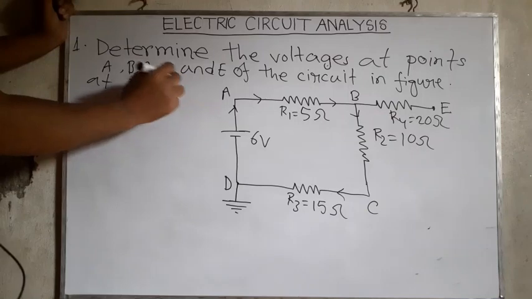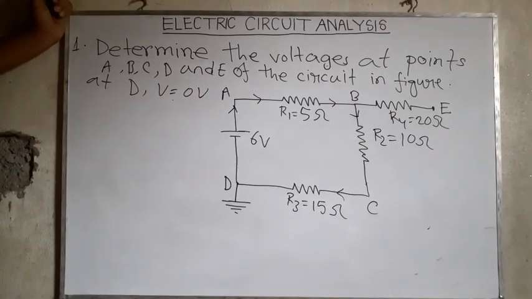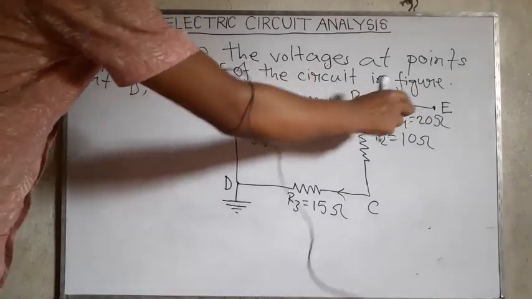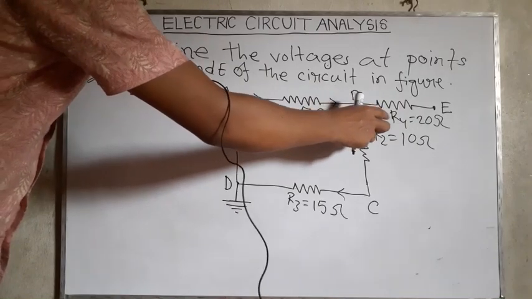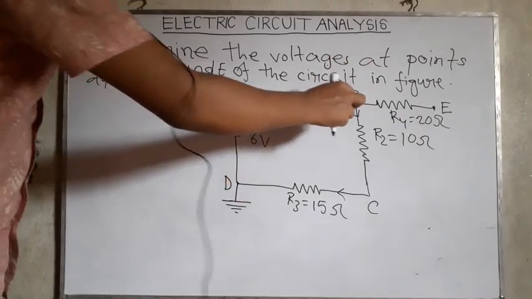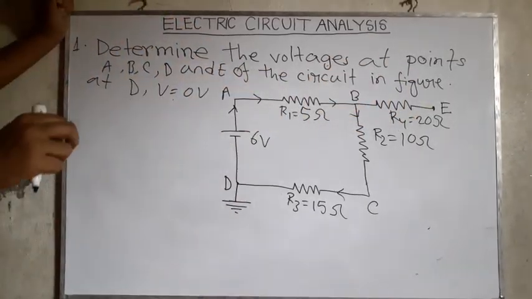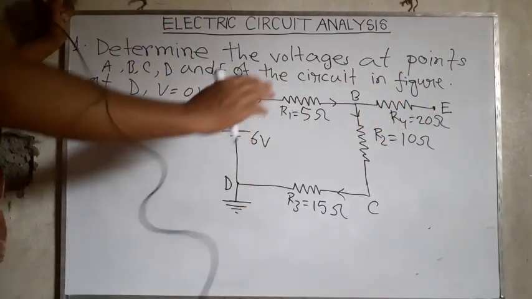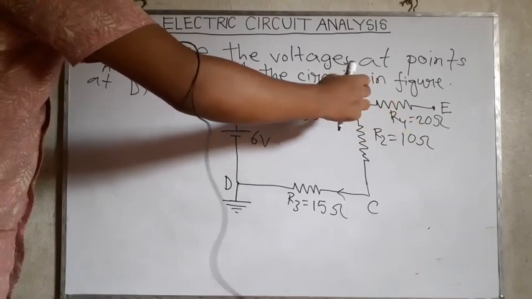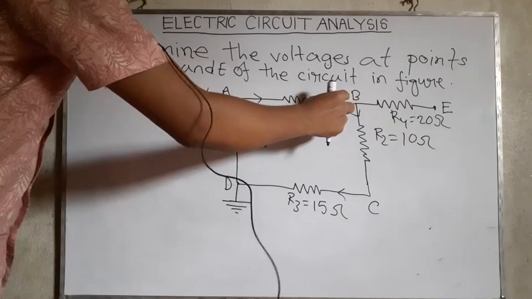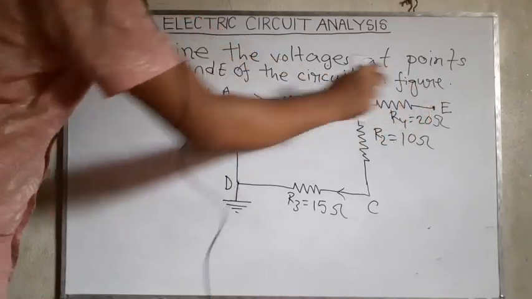potential V is equal to 0 volt because point D is connected with the earth. As there is no current flow from B to E, that is, no current flows through the resistance R4, there will be no potential difference between point B and point E. Therefore, the potential at B is equal to the potential at E.